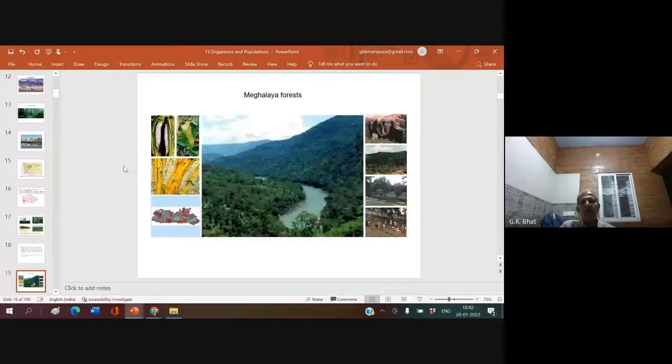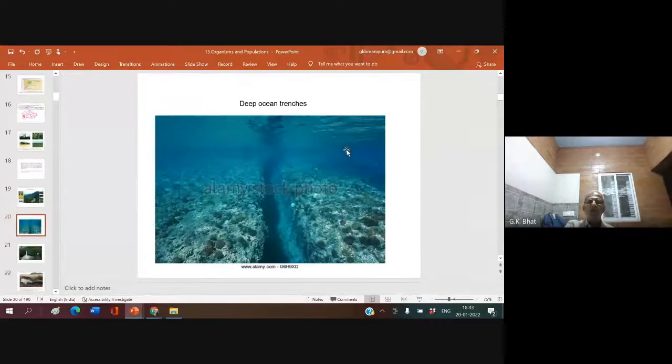This is the Meghalaya forest. See that? Even in this Meghalaya forest, where there is always rain, you will come across different types of organisms. And this is a deep ocean trench at the bed of the ocean. Sometimes these trenches extend to 7 kilometers deep. 7 kilometers deep.